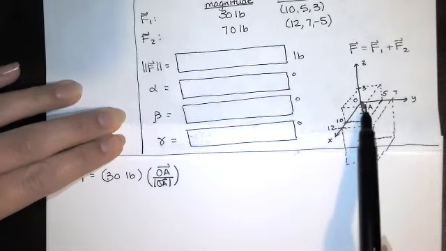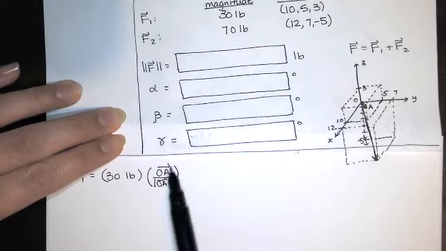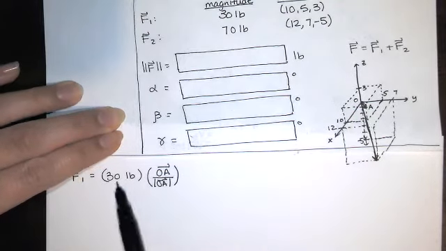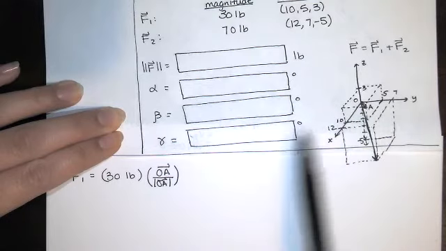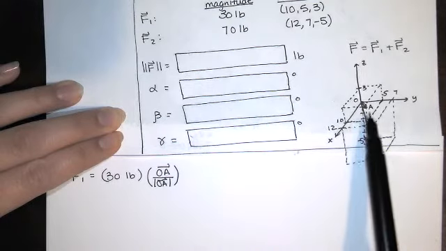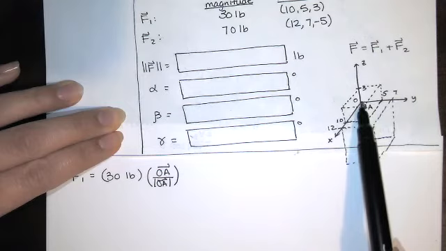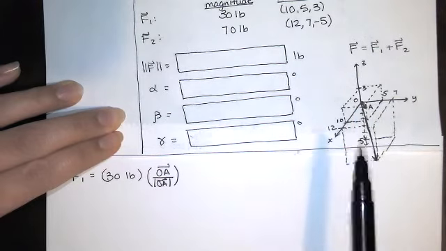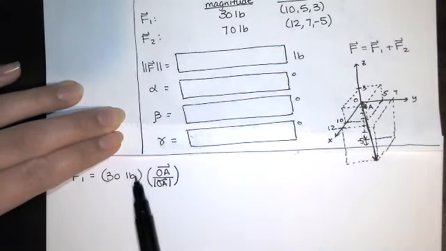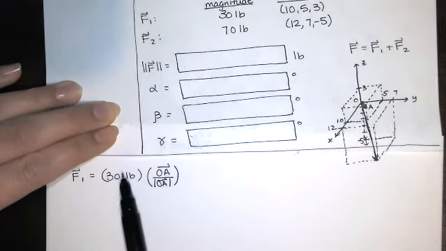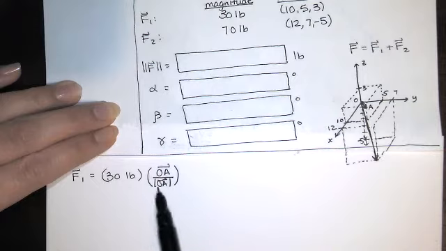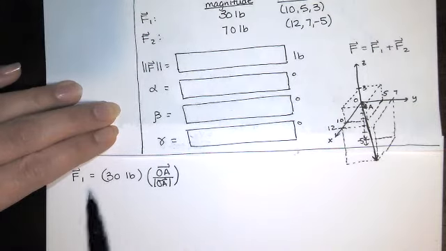So first I need to find the vector OA, because it's going to have the same direction as my force. Then I need to divide by its length, because I need it to only have a magnitude of 1. And then I want to rescale it. I want the corresponding magnitude for my force F1 to be 30. So I take the unit vector in that direction and I multiply by 30, and that's going to give me the right force.